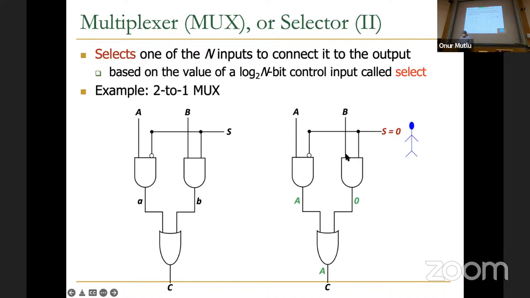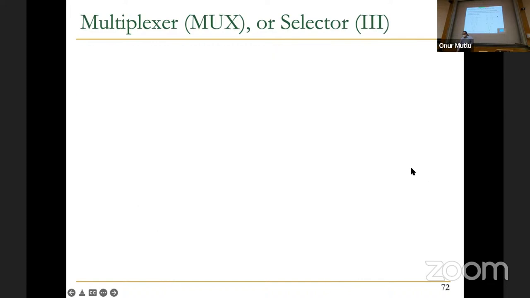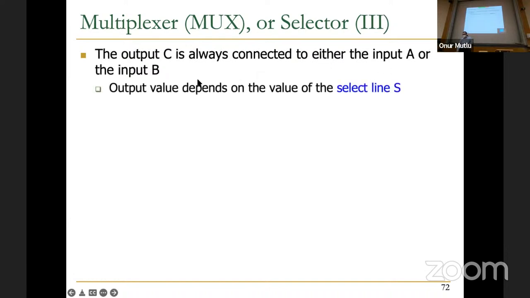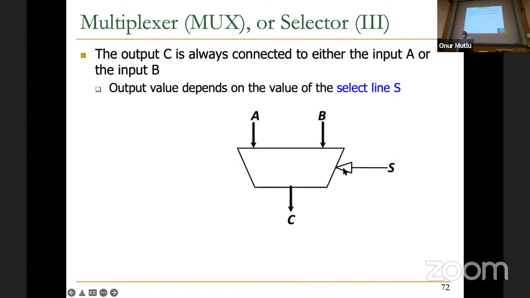There is another implementation. There are many implementations of a multiplexer. You don't have to build it this way. This is, in my opinion, the simplest logical implementation of it. The output C is always connected to either input A or input B. The output value depends on the value of the select line S. And this is another representation of the mux. Usually, you can see this representation. It's always nicer to actually have a 0 input and a 1 input over here. Basically, it's good to specify whether you select A when S is 0, or you select B when S is 0. But you can figure that out from the truth table over here.